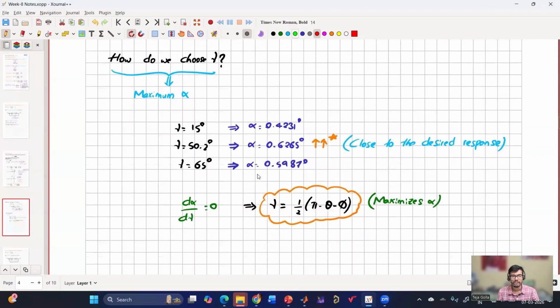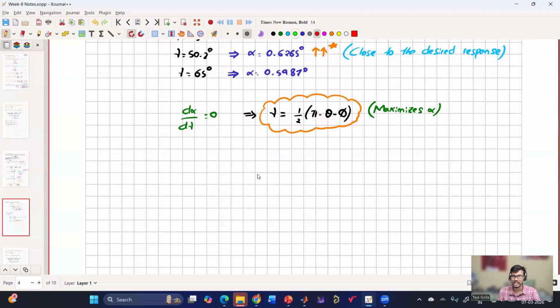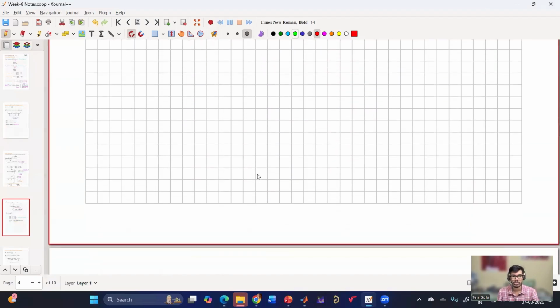So once we obtain that, we have to see whether the transient response is meeting or not, because we should always check whether the desired response or the desired requirement is being met or not.